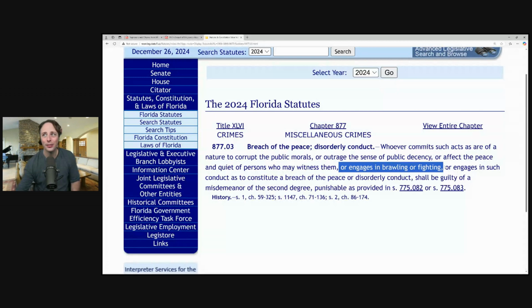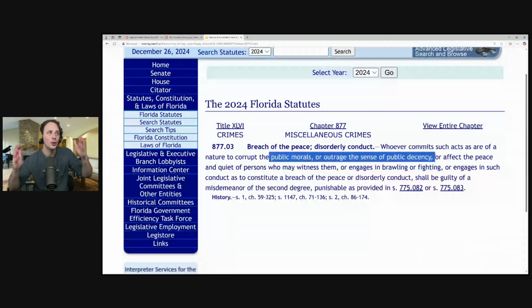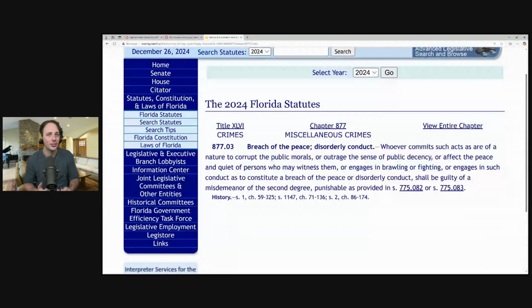Where it's not going to be very clear is what is public morals or public decency and affecting the quiet of persons, because there's also First Amendment issues, right? There's going to be legal nuance where you're protected in certain modes of communication or displays and things like that. And that gets very tricky. So that's why the misdemeanor breach of the peace aspect gets more tricky for a citizen's arrest situation. The felony is at least a little bit more clear because that's a felony-level thing, a much more egregious situation.